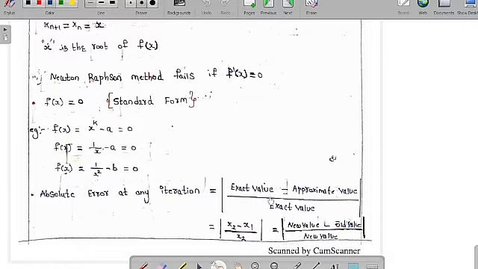So you can use any of these formulas to get the absolute error at any particular iteration in the Newton-Raphson method, or any method you prefer. It is always exact value minus approximate value by exact value, meaning true value minus measured value by true value. The exact value we always get with the help of the integration method, whereas the approximate value we get with the numerical method. So therefore new value minus old value by new value. Always take the modulus sign.